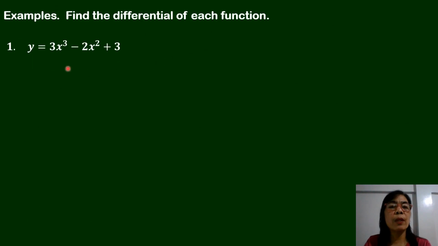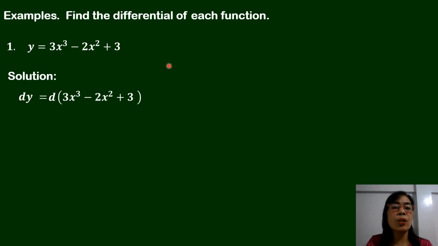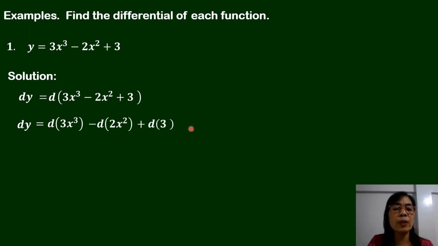So number 1, we have y is equal to 3x cubed minus 2x squared plus 3. To find the differential of y, we find also at the right side the differential of 3x cubed minus 2x squared plus 3. So we have here the differential followed by 3 terms. So we apply the differential of a sum. We have the differential of the first term minus the differential of the second term plus the differential of the third term. So here we have the differential of 3 times x cubed.